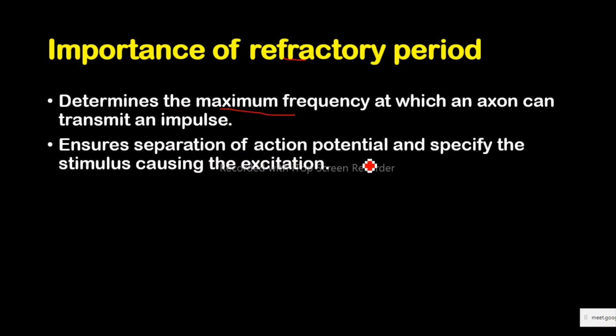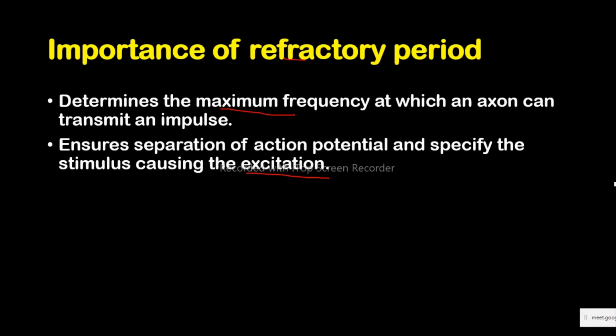It ensures separation of action potentials and specifies the stimulus that is causing an excitation. Yes, imagine if you just excite continuously. How are you going to respond? So it separates the different action potentials that are stimulating a particular neuron, and then determines how the body or how the brain is going to respond to such a stimulus.